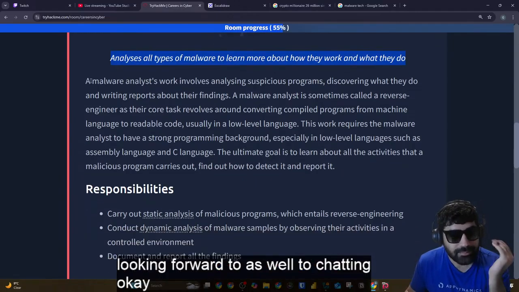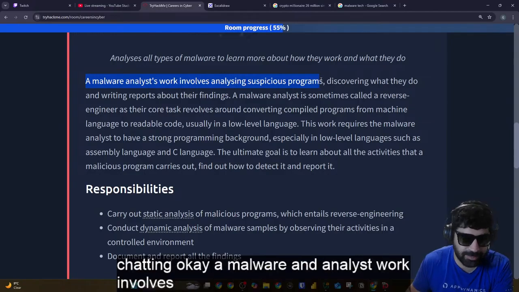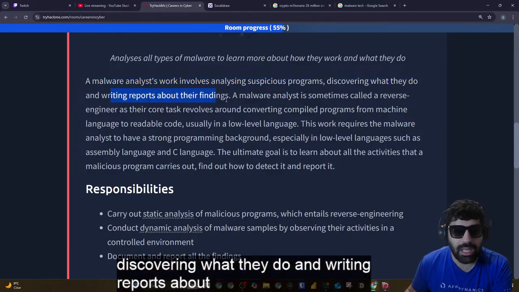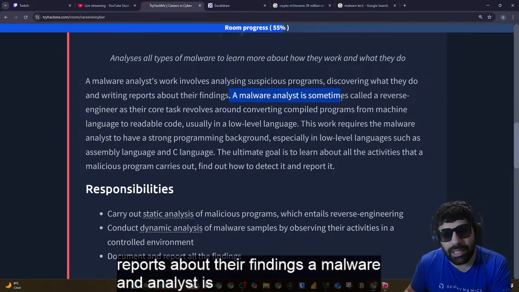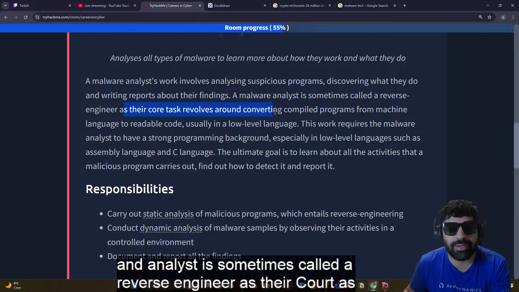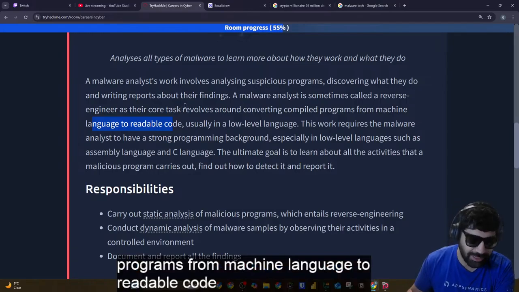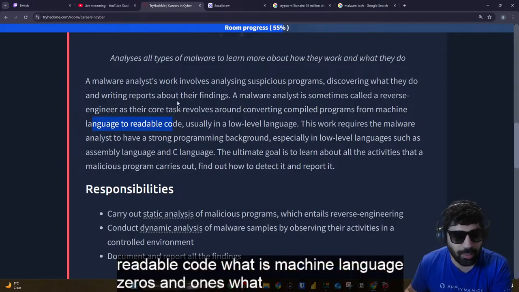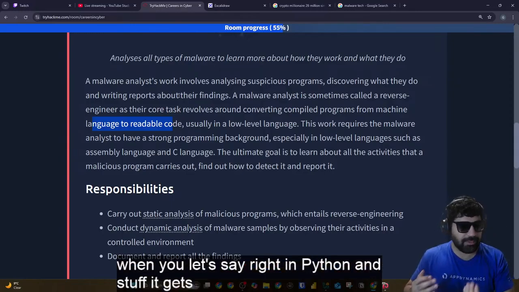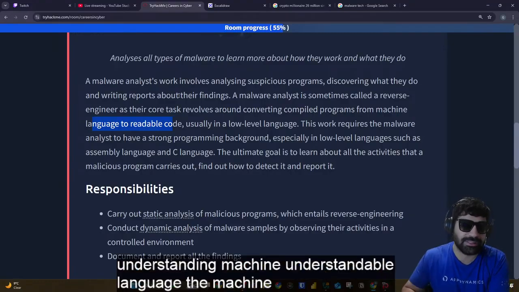Okay. A malware analyst's work involves analyzing suspicious programs, discovering what they do, and writing reports about their findings. A malware analyst is sometimes called a reverse engineer, as their core task revolves around converting compiled programs from machine language to readable code. What is machine language? Zeros and ones. When you write code in Python and stuff, it gets compiled and converted into machine-understandable language, the machine code, zeros and ones.